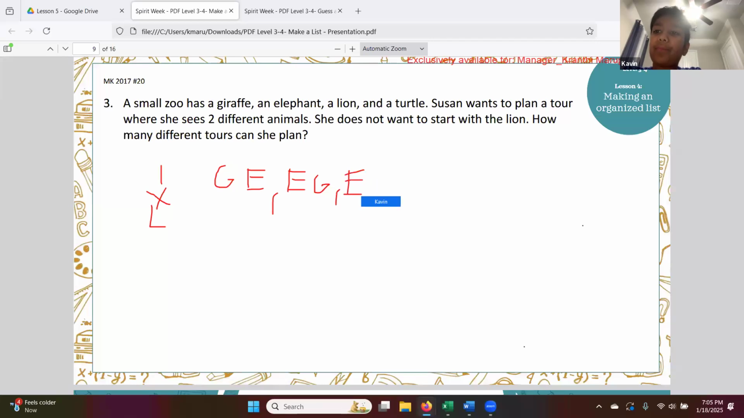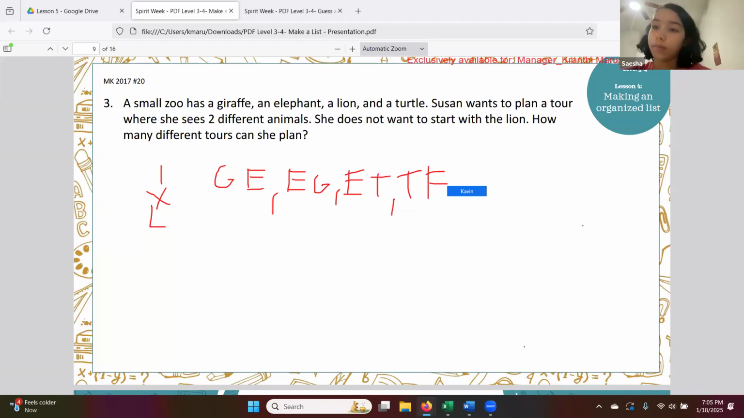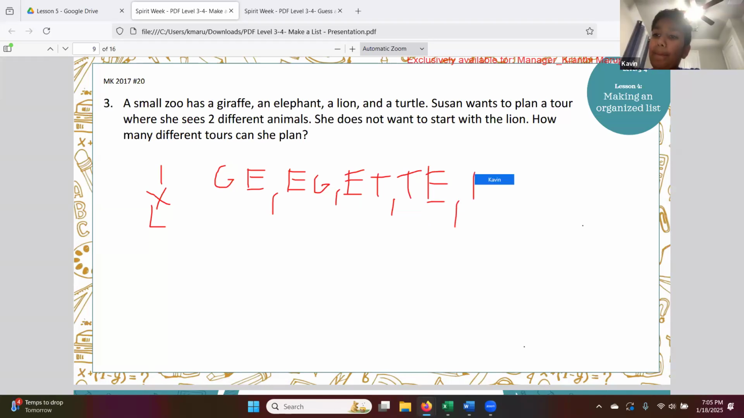E and T. After that, E and... Then after that, we can do E and L. And that's all we can do for E. Then after that, there's a bit more. So after that, let's go to G.